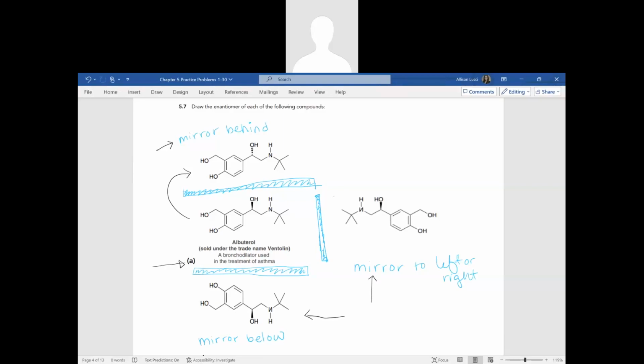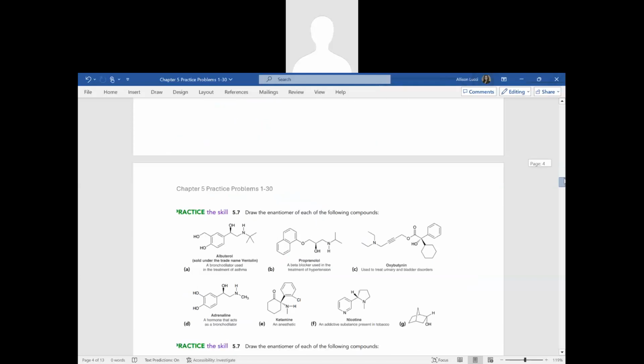So you can also draw a vertical or horizontal reflection, but in those structures you would retain the same orientation of the wedge or dash. So for the remaining structures in this question, they're listed below here.